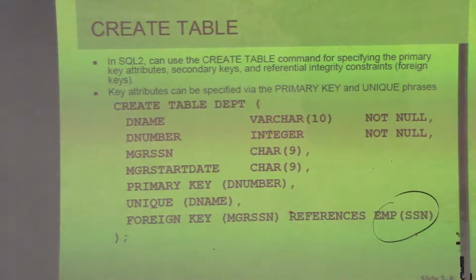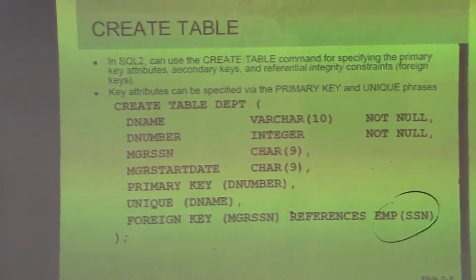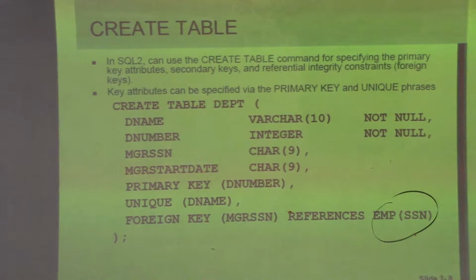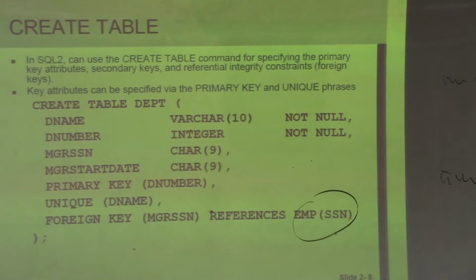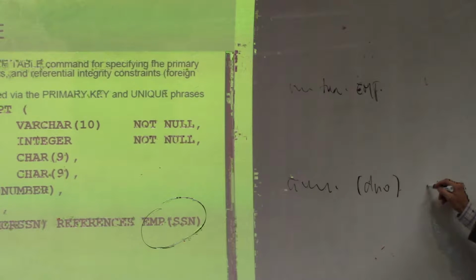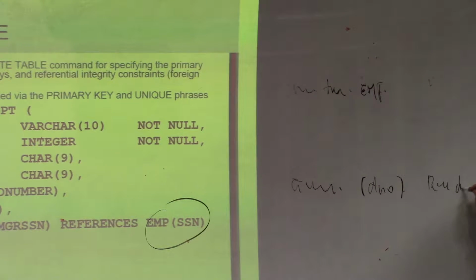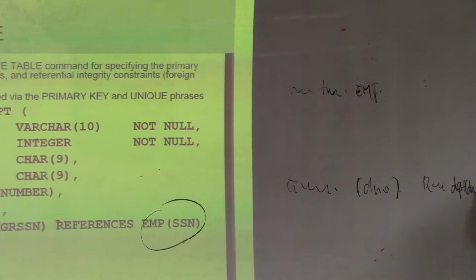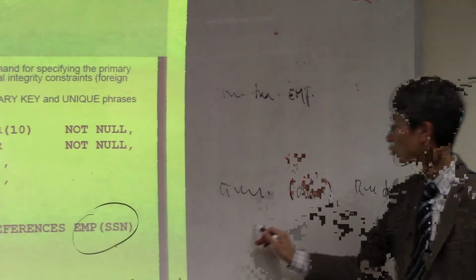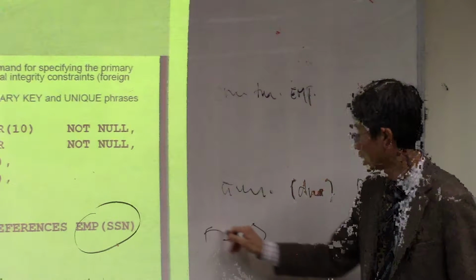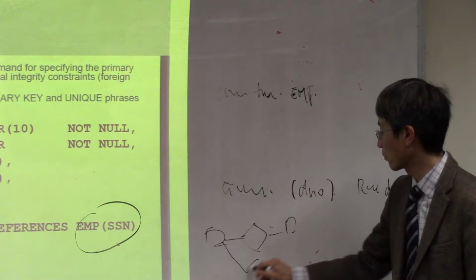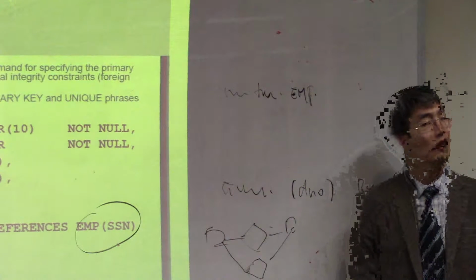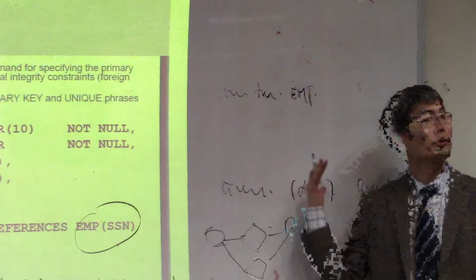For example, we have create table employee, with a foreign key. Employee has the DNO, which references DPT, D number. That is true. But the employee table references DPT, right? We cannot create the table.